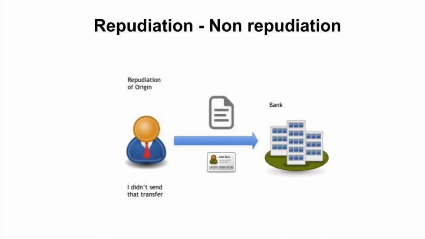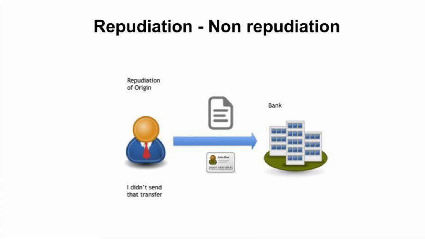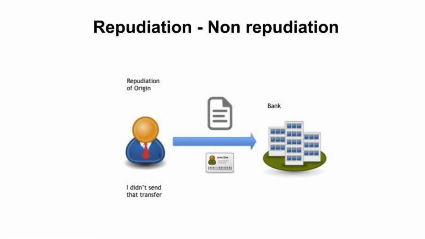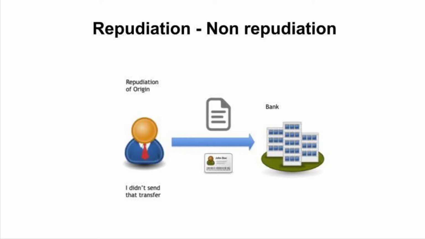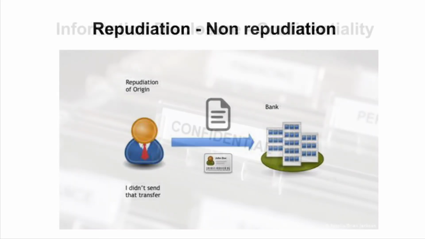Repudiation is the third one. It means denying an action which was indeed performed by that entity. For example, I transferred X dollars to a bank and tomorrow I deny that I performed this action. One way to mitigate this risk is to use activity logs for proper tracking.